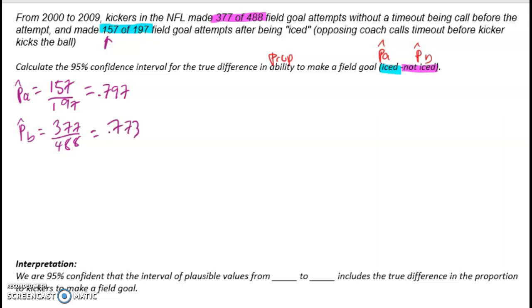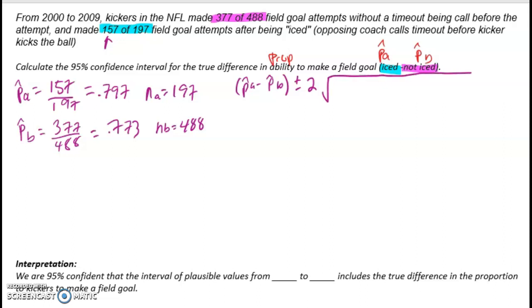My n of A, that's the only other variable that I need for the formula. That's the number of attempts, so 197 for context A. N of B is 488 for context B. And I'm going to go ahead and write the formula again, even though it's really long, just so you see it one more time. So p hat of A minus p hat of B, again, that's my single value estimate, plus or minus 2 times the square root of p hat of A, 1 minus p hat of A, over n of A, plus p hat of B, 1 minus p hat of B, all over n of B.